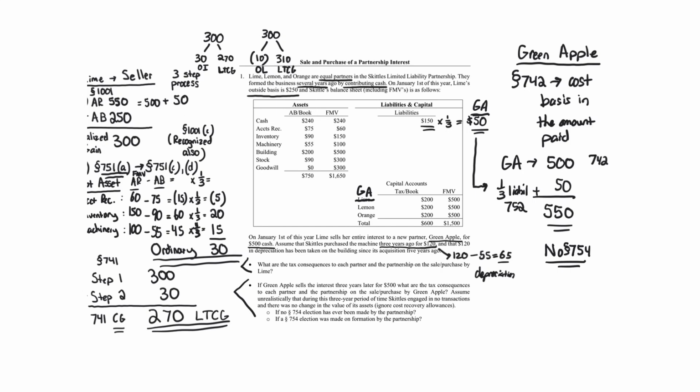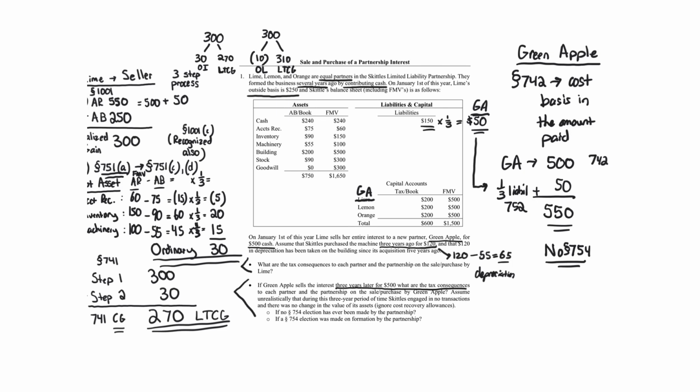It's still the same. Now we're moving over to if Green Apple sells the interest 3 years later for $500, what are the tax consequences to each partner and the partnership on the sale purchased by Green Apple? And it's saying, assume unrealistically, hey, nothing has changed. No transactions have occurred. It's just been a holding company, okay? Just to make it simple to show you what happens. Obviously, we know that if this is a real business, it's going to have some differences, some changes. But to keep it simple, I don't want to make it too involved. And also ignore cost recovery. So everything is the same as it was 3 years ago when Green Apple joined.